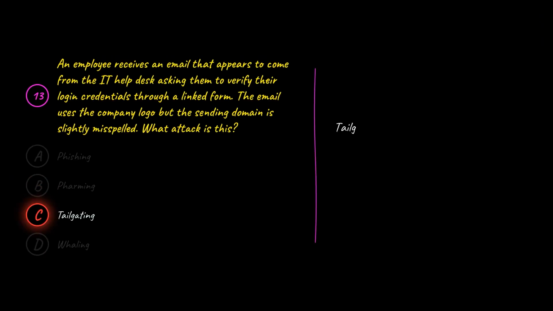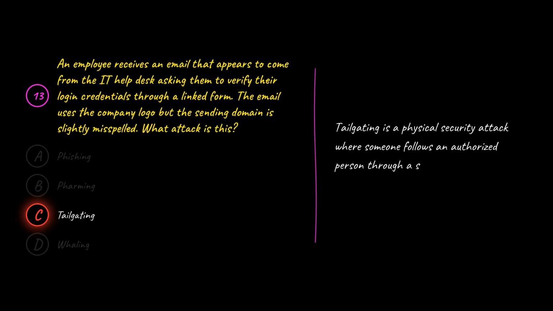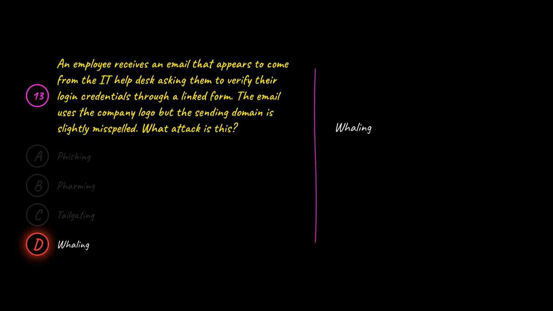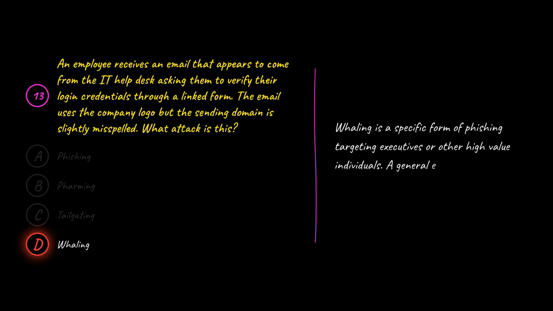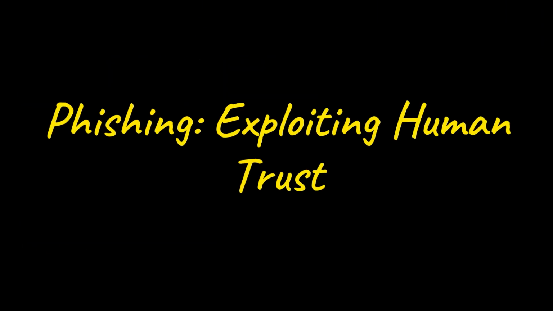C is wrong because tailgating is a physical security attack where someone follows an authorized person through a secured door. It has no email component. D is wrong because whaling is a specific form of phishing targeting executives or other high-value individuals. A general employee target fits standard phishing more closely. Phishing is deceptive communication designed to trick people into handing over credentials, clicking malicious links, or opening dangerous attachments.